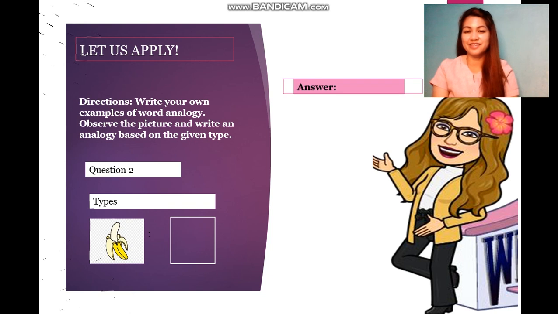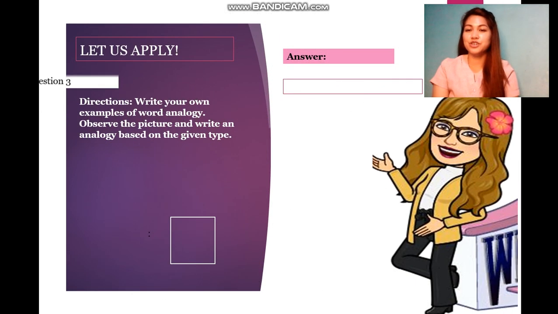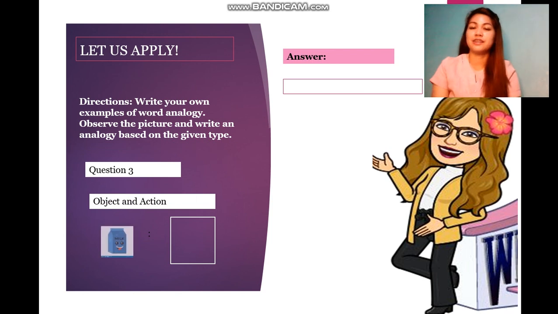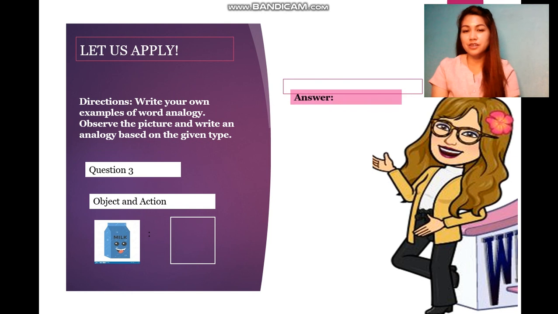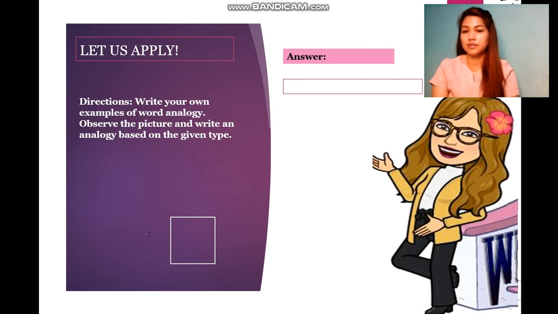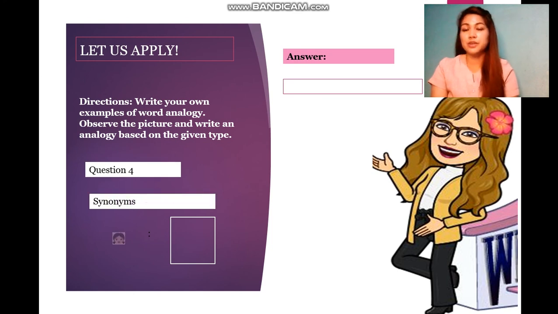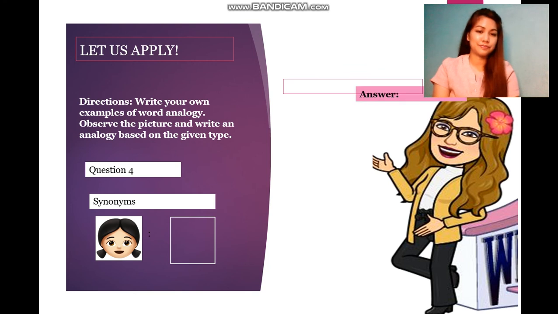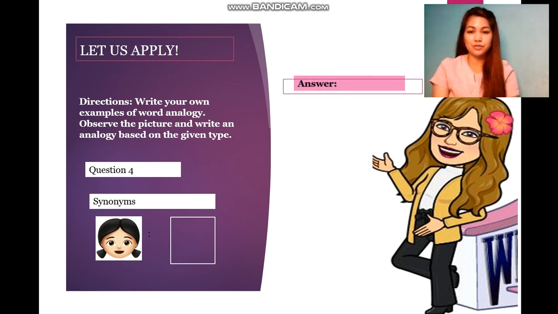Wrong spelling, wrong. Okay, next. Question number 3. The given type is object and action. You see that picture? Okay, what might be the other pair of the word to complete the analogy? Next, we have question number 4. Synonyms or synonymous relationship. Okay. Write your answer now.